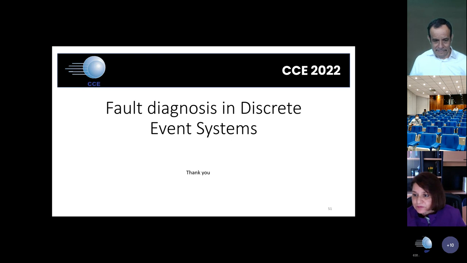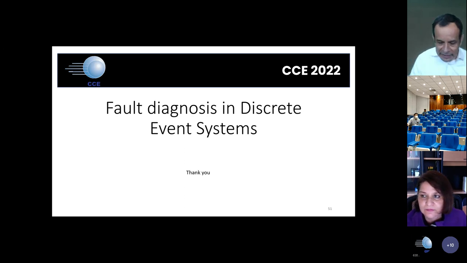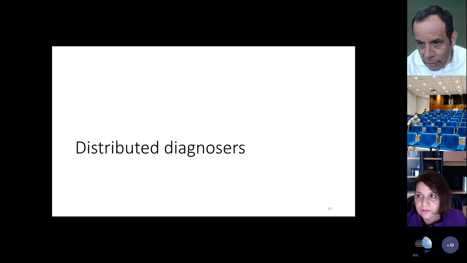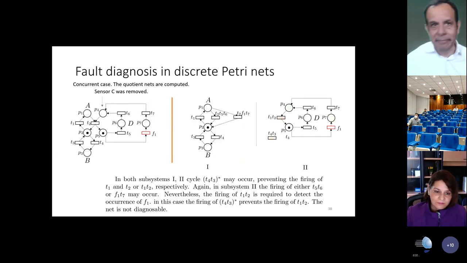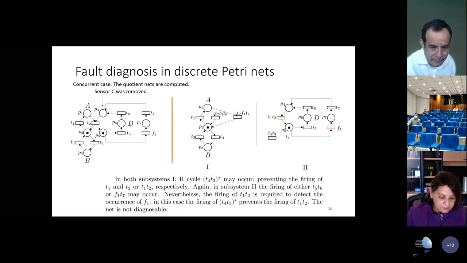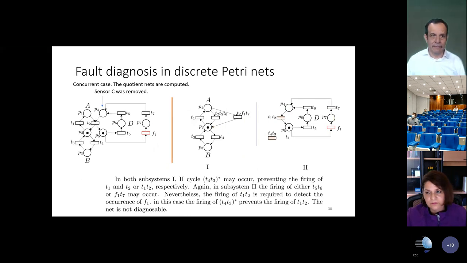I have a question. In your slide 38. Okay, I go back to the 38. Okay, which one? This one. Yes. In the first diagram, you say sensor C was removed. Yes.